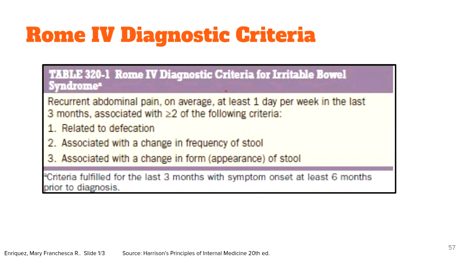Rome 4 diagnostic criteria assesses IBS through the presence of recurrent abdominal pain on average at least 1 day per week in the last 3 months, associated with two or more of the following criteria. The recurrent abdominal pain should be related to defecation, or associated with a change in frequency of stool, or with a change in the form of the stool.